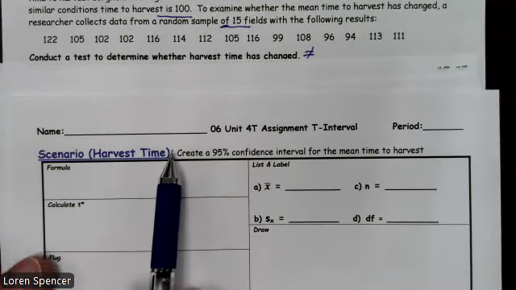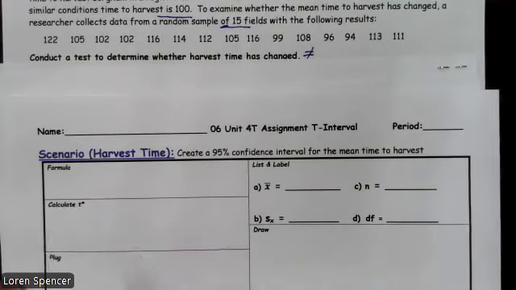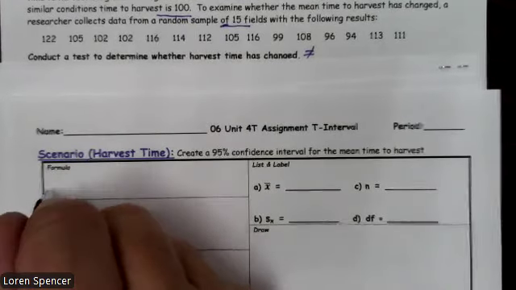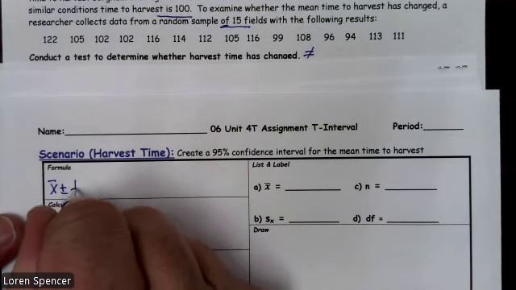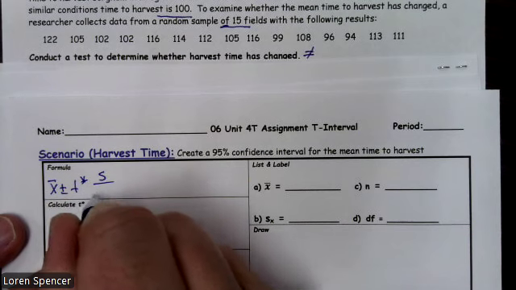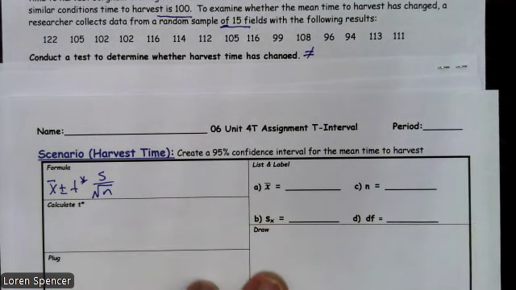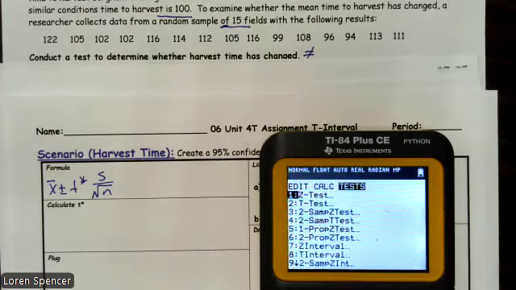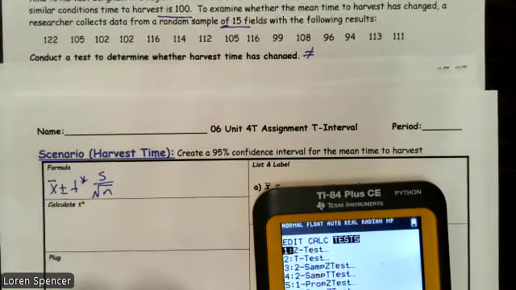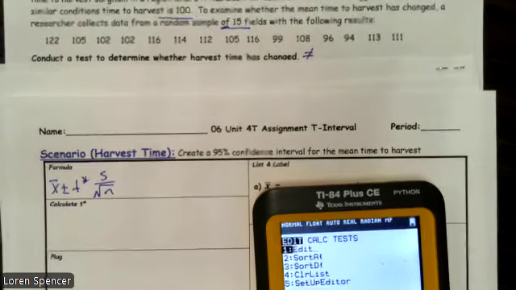Also in the previous video, we didn't do the conditions for lack of space. Here we are going to. So our formula for confidence interval: x bar plus or minus t star times s divided by the square root of n. So in this, I need to calculate t star. Let's go ahead and calculate our t star.